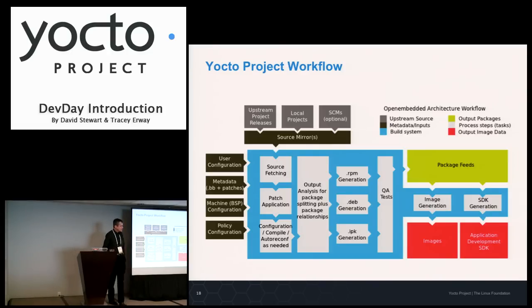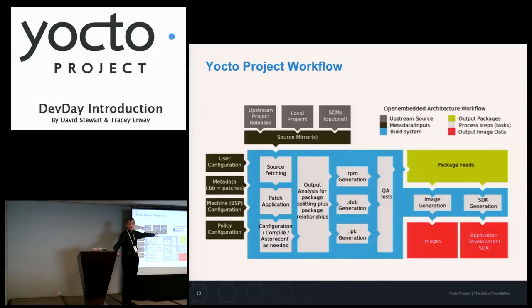Basically what this shows is the workflow for the project, for BitBake. The blue box is really BitBake. The inputs here are user configuration, things like which layers I'm going to use or how many processors I'm going to use on this build. The metadata that I talked about, each of those recipes, plus the patches. Then you have a BSP configuration that would go in, and other policy configuration, the defaults you want to use for your distribution. Then you type BitBake and a target, and it will go through and pull.